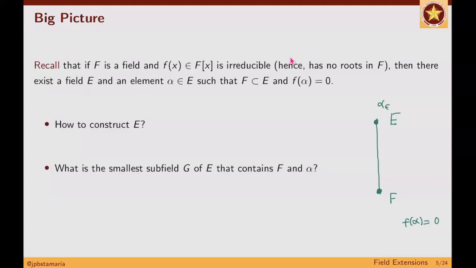Magbibigay ako sa inyo ng example. Alam niyo yung set of complex numbers na merong i na nagko-contain sa R. Yung i na yan ay root ng x squared plus 1. Right? Pero alam nyo, hindi nyo naman kailangan yung buong C to actually solve for x squared plus 1. Wag na tayo dyan sa C. Mali pala to example ko.